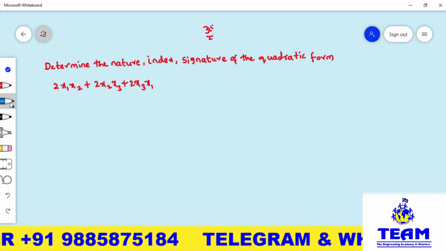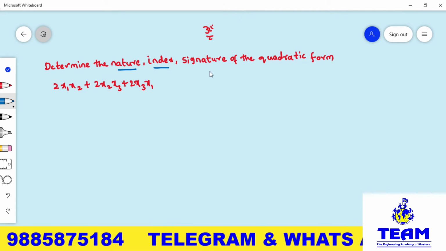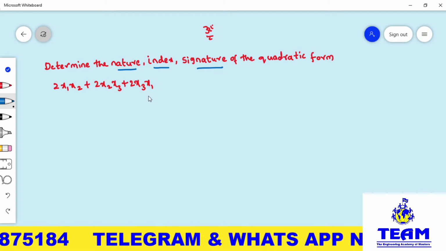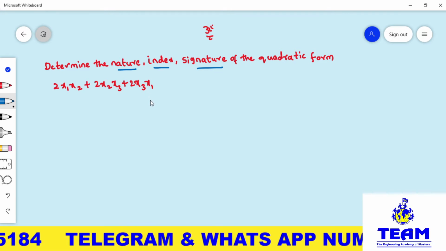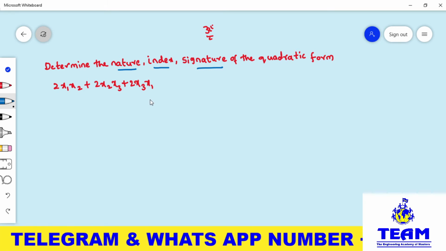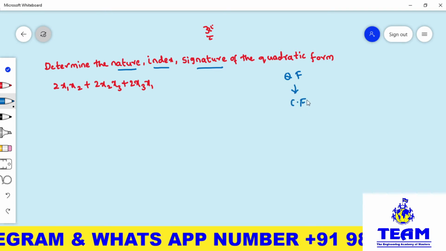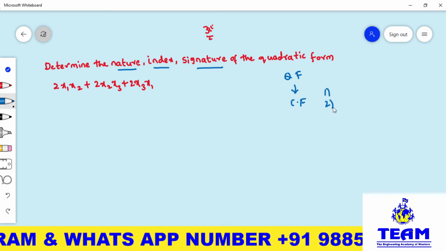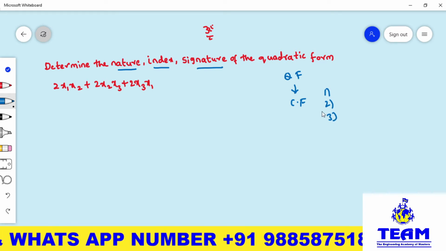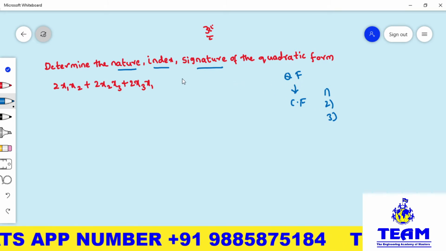Okay, friends, first you have to observe that in the given problem they are asking for the nature, index and signature, but they are not asking to reduce the quadratic form into canonical form. You have to identify that. If they ask that question, it is a lengthy process. To reduce a quadratic form to canonical form, we have different methods. The first method is the diagonalization method, the second one is orthogonal transformation, and the third one is Lagrange's reduction. But here they are not asking to reduce it into canonical form, just the nature.